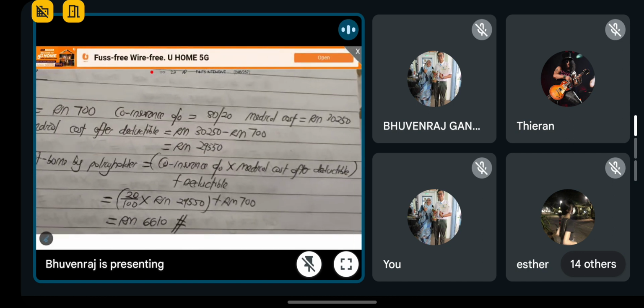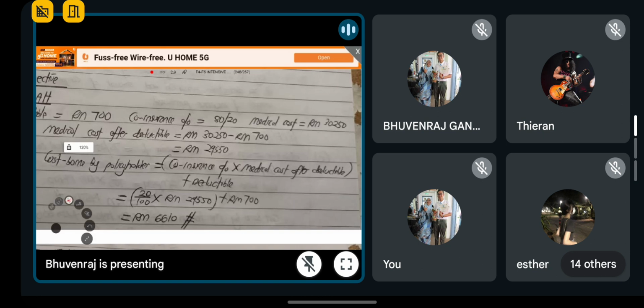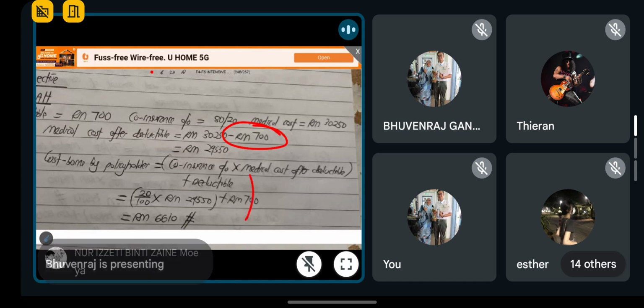I rasa yang ni choice saja. Mungkin yang dapat nilai tu lebih sikit, I think you guys forget this step. Am I right? Kamu lupa tolak 700. Kamu buat yang ni terus. Tengok saya boleh jangkakan dah. Remember to always minus the medical cost. Yang tu banyak orang lupa, agak biasa.